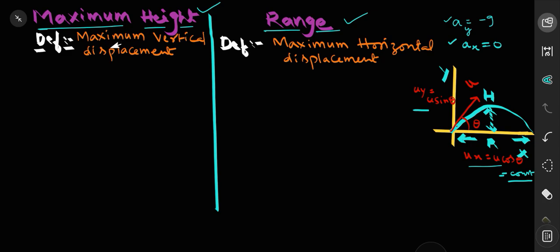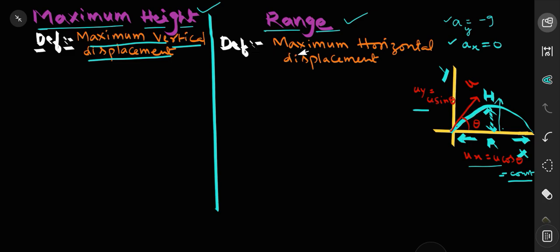The definition of maximum height is the maximum vertical displacement covered by the projectile. The maximum vertical displacement is called the maximum height. That is, the displacement of the projectile until its velocity becomes 0 is called the maximum height.